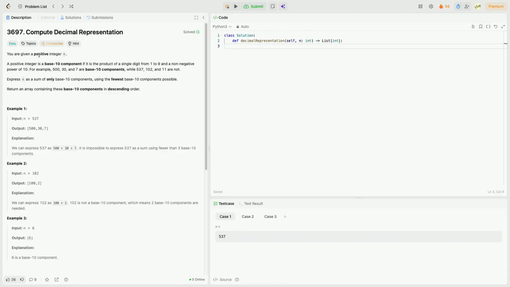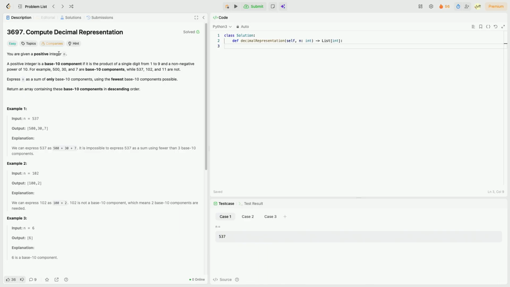So we're given a positive integer n, and a positive integer is a base 10 component if it is the product of a single digit from 1 to 9 and a non-negative power of 10. For example, 530 and 7 are base 10 components, while 537, 102, and 11 are not. Express n as the sum of only base 10 components using the fewest base 10 components possible. Return an array containing these base 10 components in descending order.